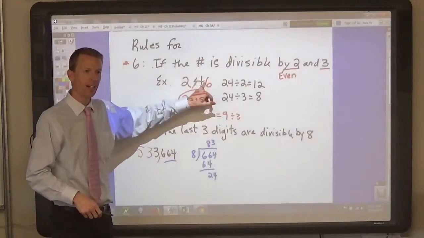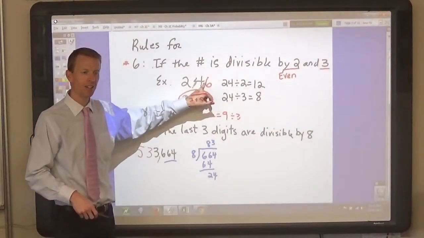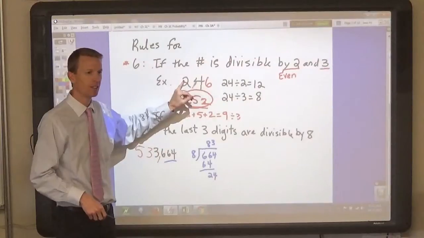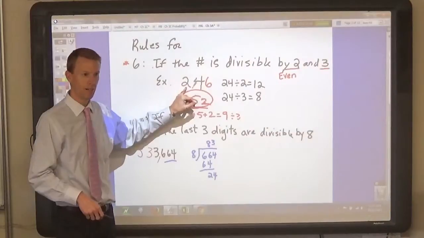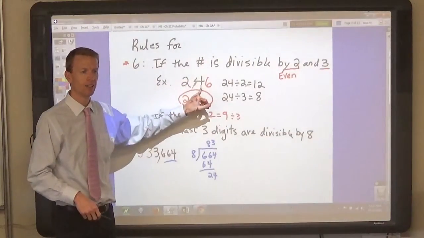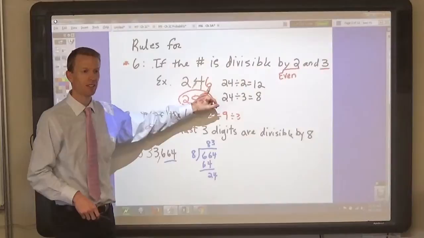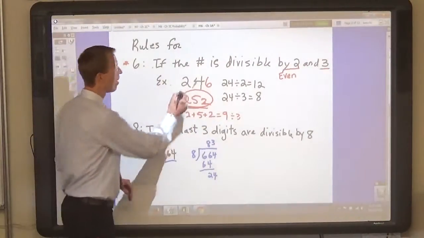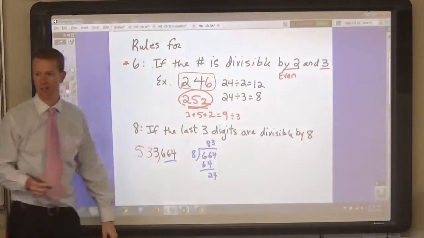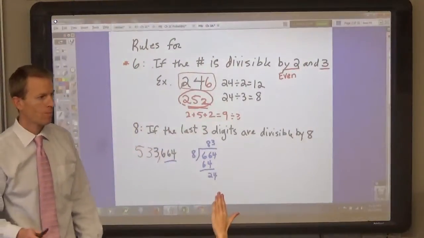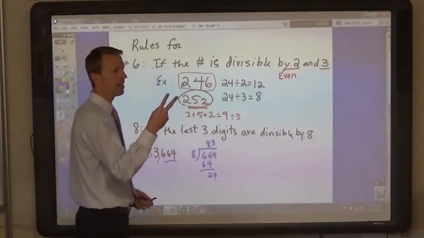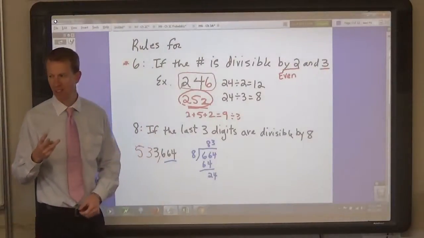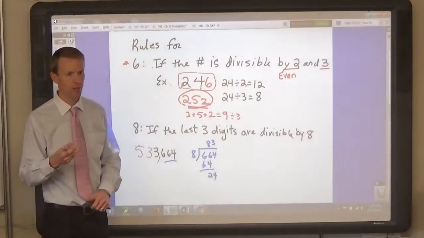So, how do you know it's divisible by 3, Tyler? Because the sum of 2 plus 4 is 6, plus 6 is 12. 12 is divisible by 3. So this number is divisible by what numbers? Bryce? 2 and 3 and 6. Yep. 2 and 3 and 6.